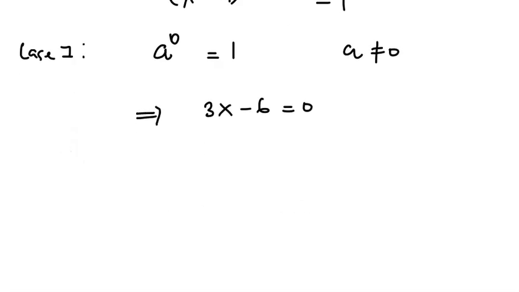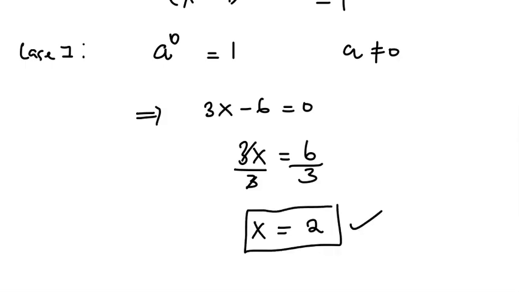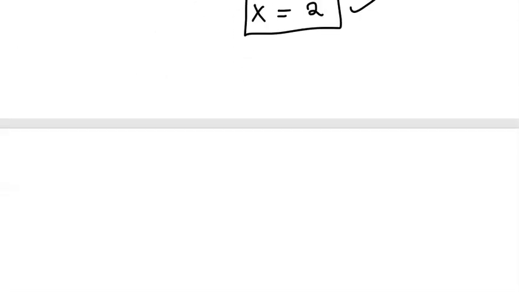So add 6 to both sides, and we get 3x equals 6. Divide both sides by the coefficient of x, and from here we get x equals 2. Okay, I agree, this indeed satisfies the equation because it will make the exponent 0. Therefore, (x squared minus 4) to the power of 0 will give us 1. Okay, cool. Now, our case 2, that is our second case.